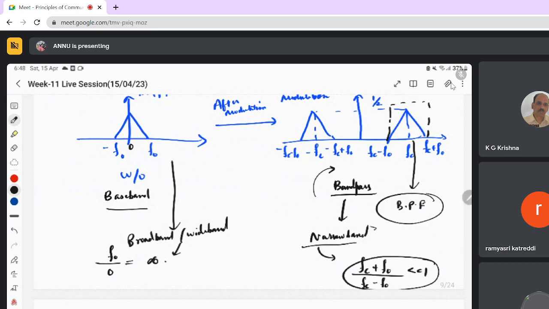In fact, in narrowband we have also seen NBFM, narrowband frequency modulation. Why have we considered that? Because after modulation we have this particular thing.